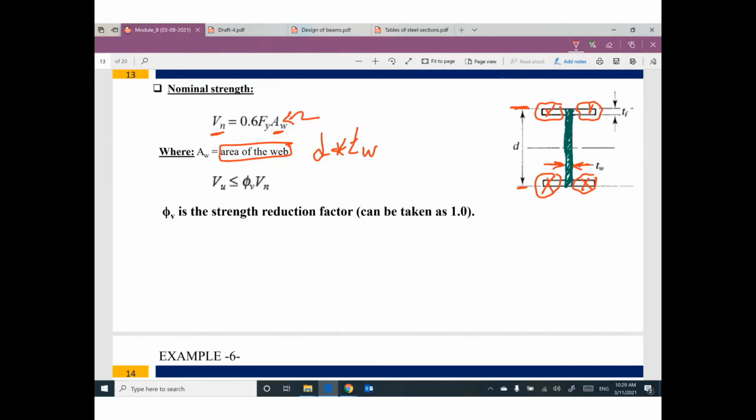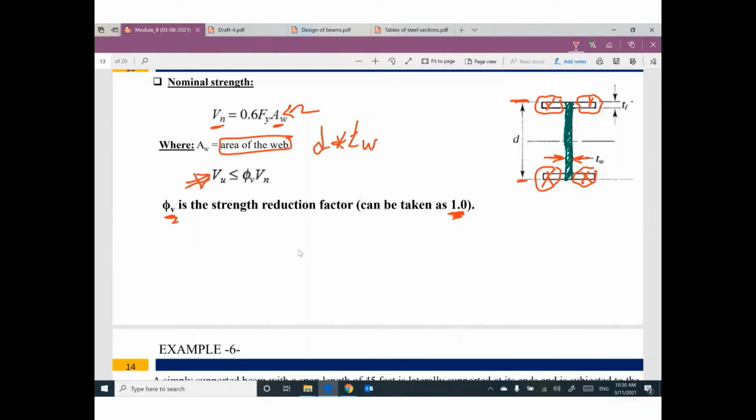Make sure that V ultimate, which comes from the structural analysis, is smaller than or equal to phi Vn. For shear, we are going to assume phi equals 1. It's very, very easy to check shear. Let's do an example.